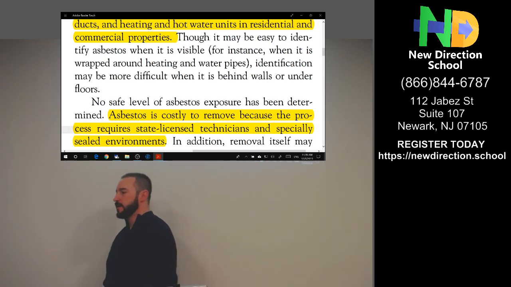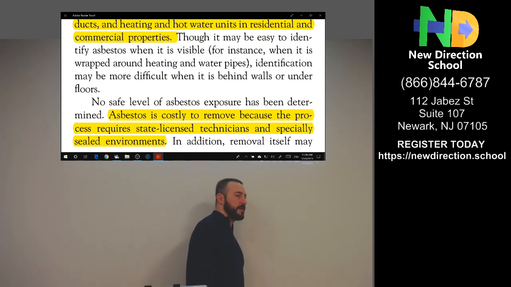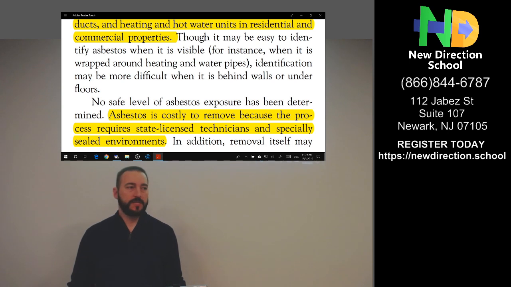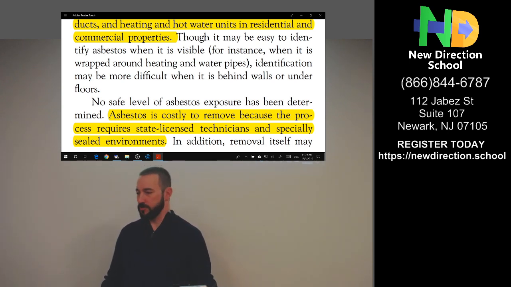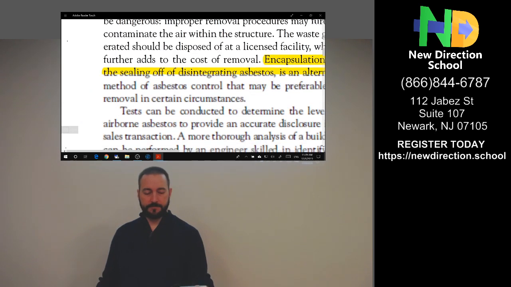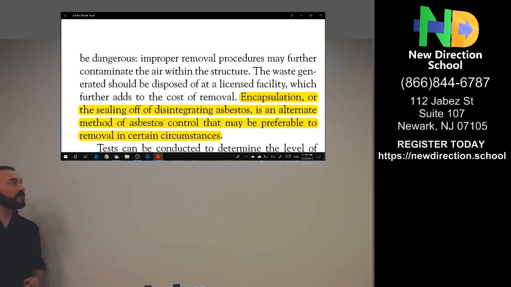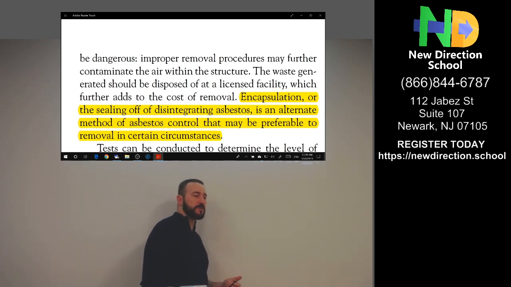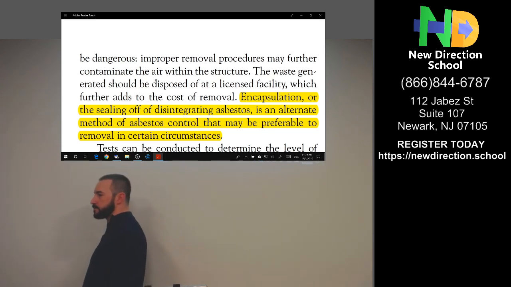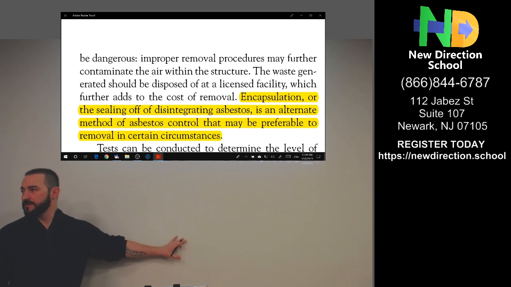At the bottom, it says asbestos is costly to remove because the process requires state licensed technicians and specially sealed environments. Can you remove asbestos by yourself? The answer is no. You got to have state licensed or certified technicians. Next page. Encapsulation or sealing off of disintegrated asbestos is an alternate method of asbestos control which may be preferable to removal in certain circumstances. Encapsulation or sealing. So make sure that we're not taking it out, we're sealing it away. Okay?